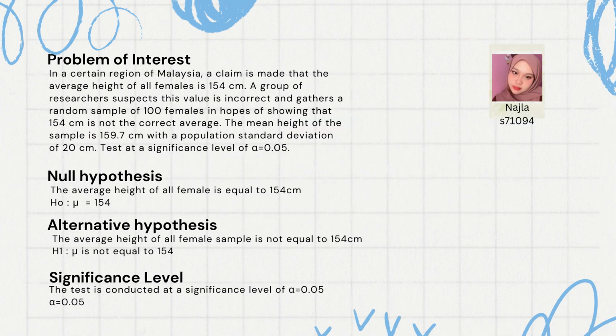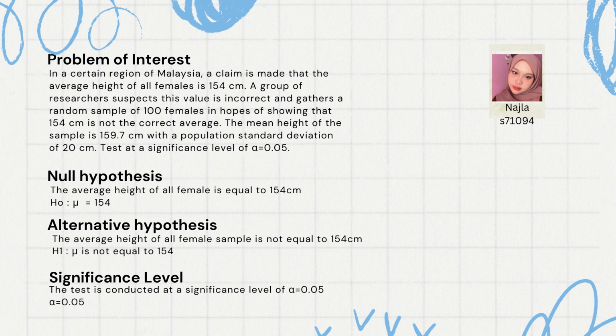Let's talk about the problem of interest. In a certain region of Malaysia, a claim is made that the average height of a female is 154 cm. A group of researchers suspect this value is incorrect and gather a random sample of 100 females in hope of showing that 154 cm is not the correct average. The mean height of the sample is 159.7 cm with a population standard deviation of 20 cm. Thus, the significance level alpha is 0.05.